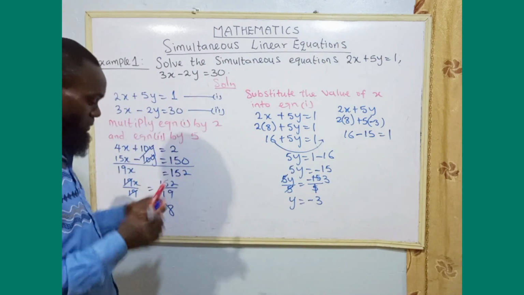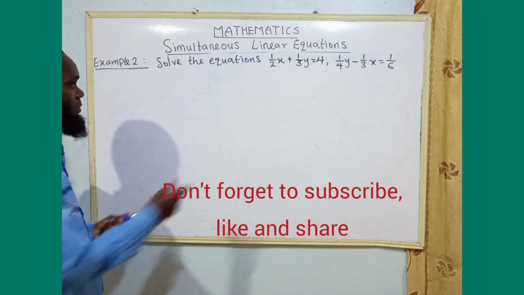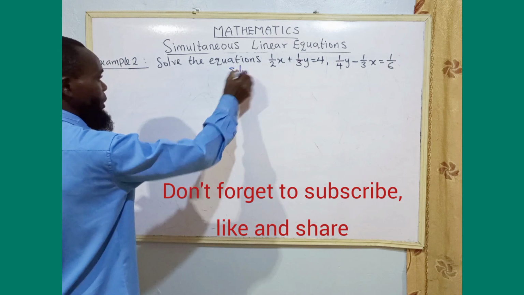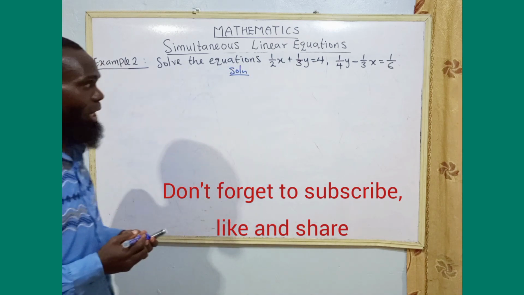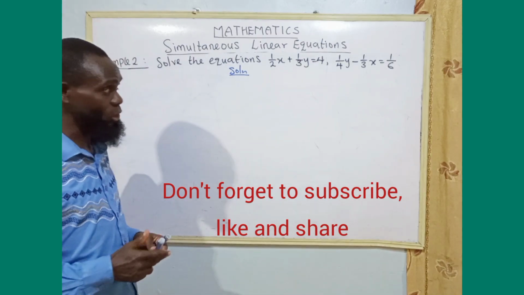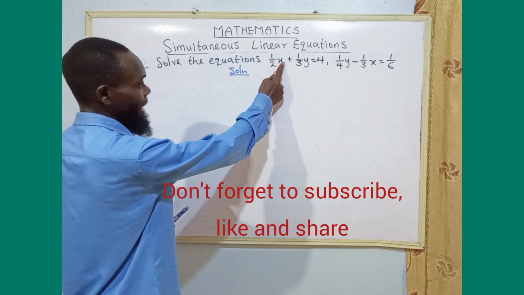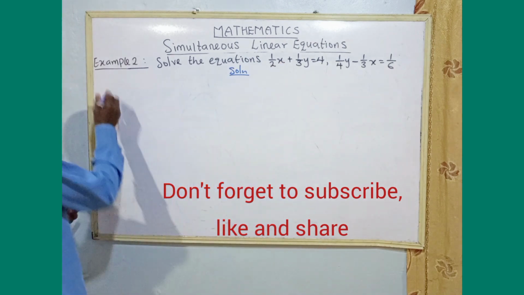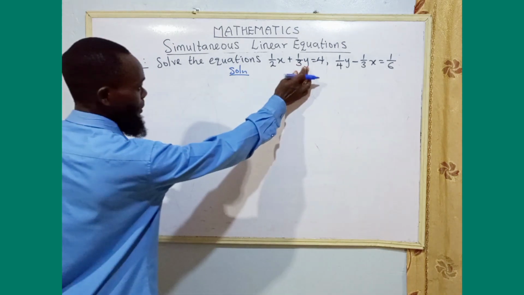1 here. Example 2. Solve the equations. I want to solve these equations. 1 over 2x plus 1 over 3y equals 4. That's our equation 1. Now, this can be written as x multiplied by 1, we have x divided by 2 plus 1 multiplied by 1.